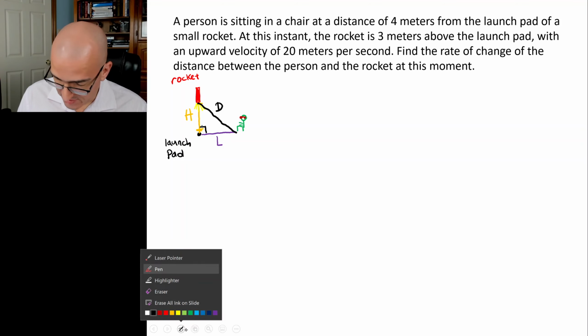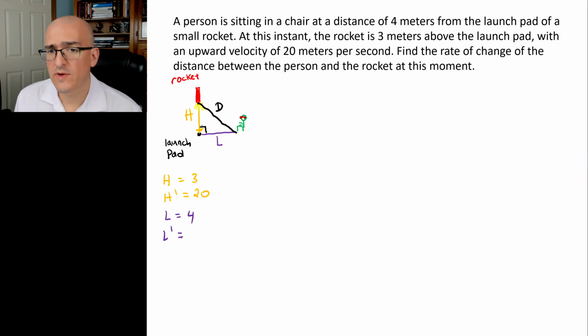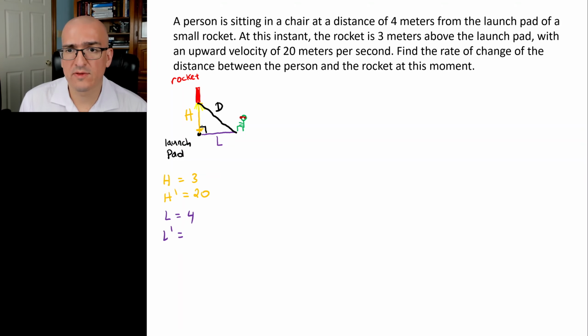Now I gotta go back and decode the math. So the height is 3, H prime is 20, L is 4. What's L prime? So L is the distance between the person and the launch pad. L prime is the rate of change of the distance between the person and the launch pad.